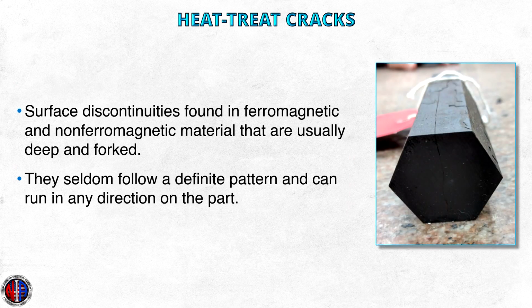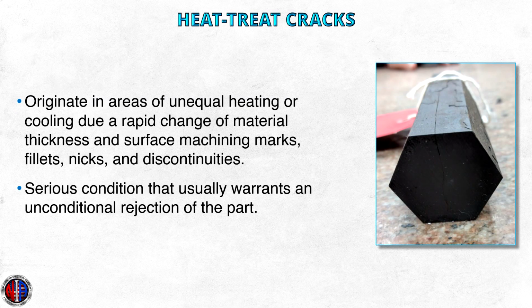Heat treat cracks. Heat treat cracks are surface discontinuities found in ferromagnetic and non-ferromagnetic material that are usually deep and forked. However, they seldom follow a definite pattern and can run in any direction on the part. Heat treat cracks originate in areas of unequal heating or cooling due to a rapid change of material thickness and surface machining marks, fillets, nicks, and discontinuities. Heat treat cracks are serious and usually warrant an unconditional rejection of the part.